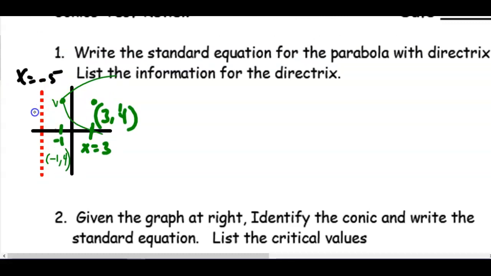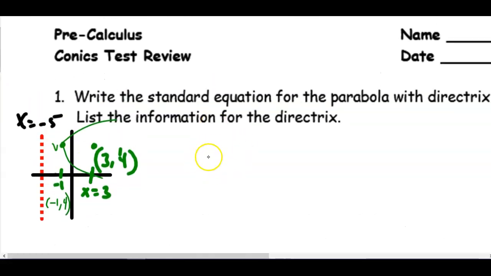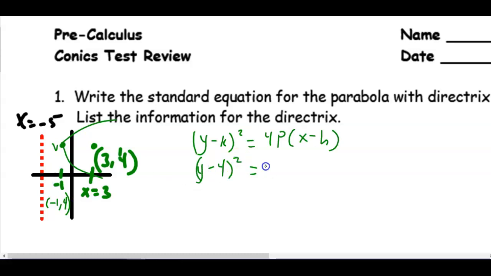All right, that's the vertex. We can write this equation. So this is horizontal. So remember that equation, (y minus k) squared equals 4p times (x minus h). So y minus k, k is going to be 4. See, k is 4. (y minus 4) squared equals 4 times p. Well, p is the distance from the vertex to the focus, so that's 4.